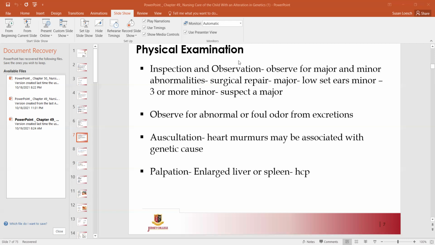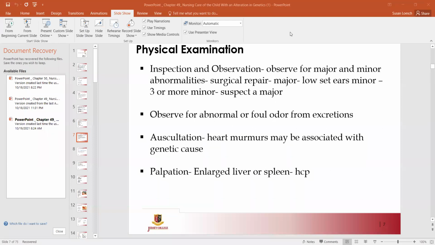So you're inspecting and observing, you're looking for the major and the minor abnormalities. Again, major would be something like a surgical repair, or minor would be something like low set ears. And for 3 or more minor anomalies or abnormalities, you should suspect a major problem. All right, so you're observing for abnormal or foul odors from the excretions.